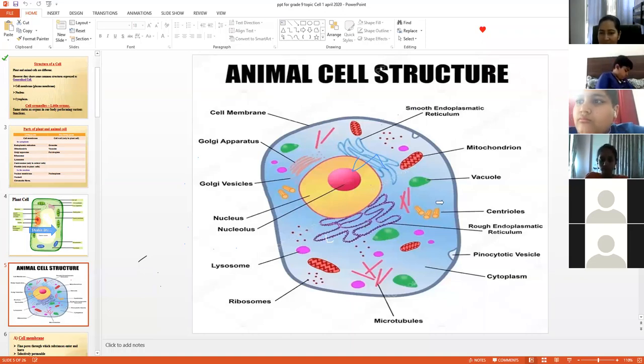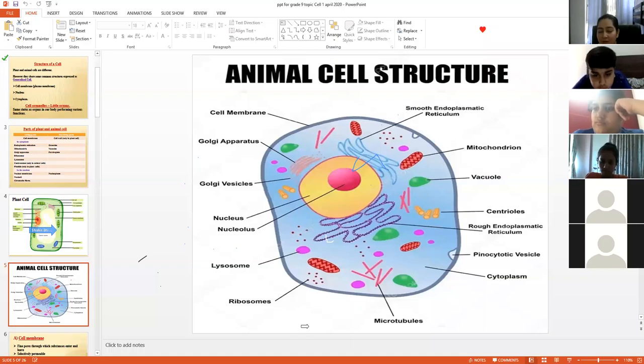Then there is something different. Can you see this structure here? The long rods and this. This entire structure, students, the pink rods and the yellow rods, they are called centrosomes. And this is present only in an animal cell. And the cytoplasm.